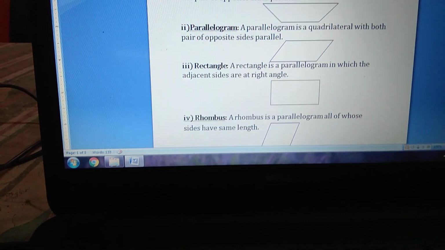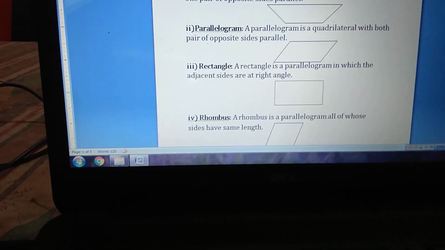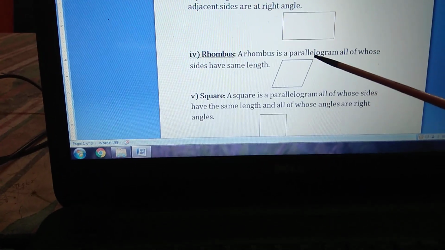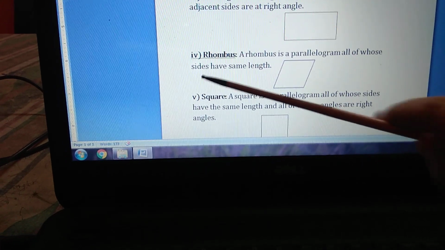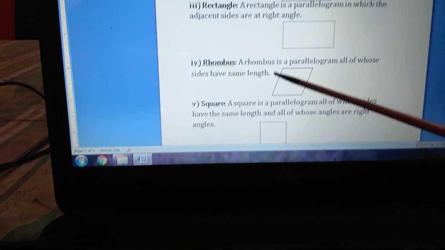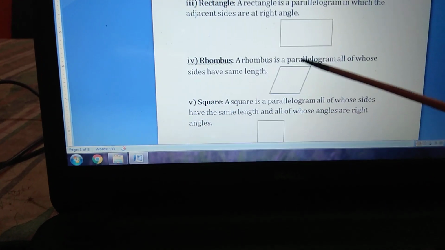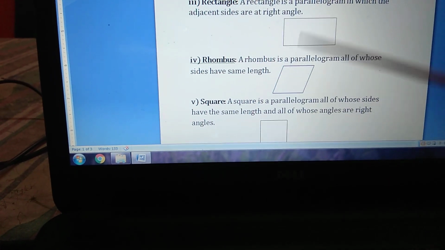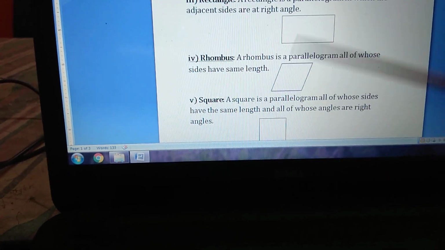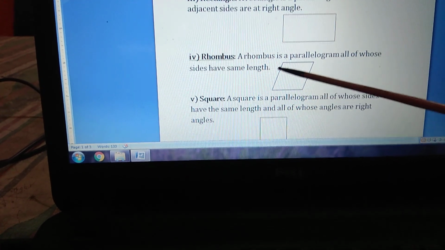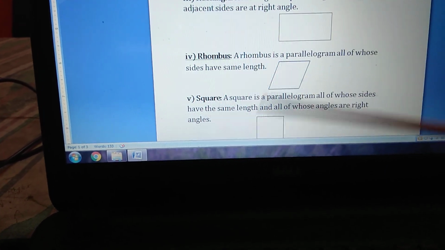Now let's go to rhombus. What is rhombus? Rhombus is also a parallelogram. Rhombus is a parallelogram, all of whose sides are the same length, or you can write all of whose sides are of equal length. So it is also a parallelogram. See, these two are almost the same, but the difference is here all sides are equal.